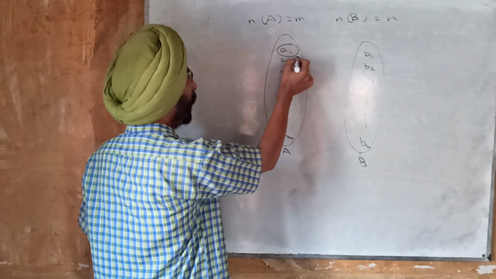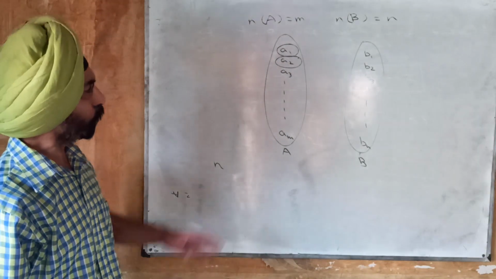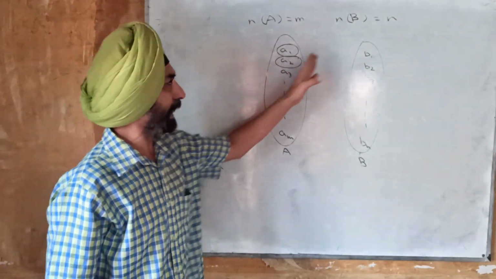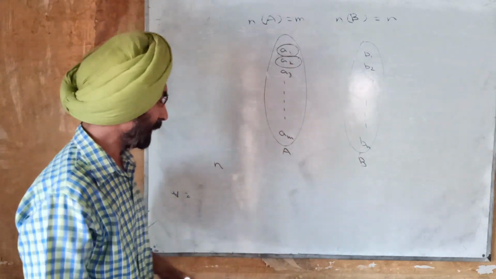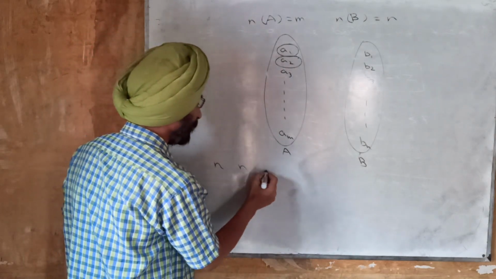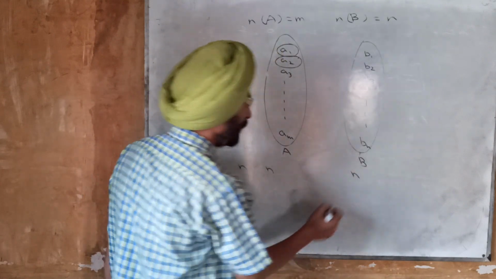Similarly, how many possibilities are there for the image of the point A2? So A2 can also have images in the same n ways. A2 can have image B1, A2 can have image B2, A2 can have image Bn. So once again there are n possibilities. Similarly, for A3 there are n possibilities, and so on. For Am there are n possibilities.